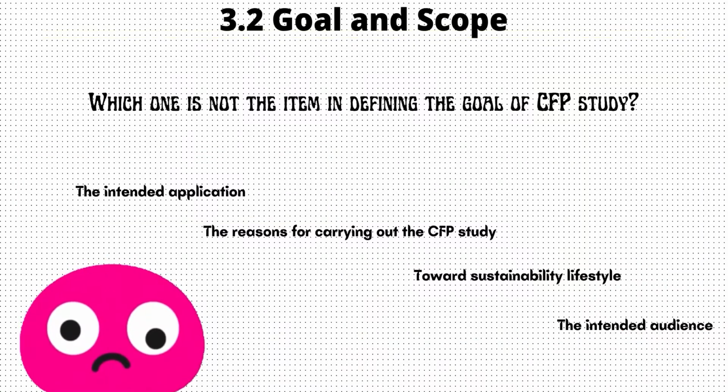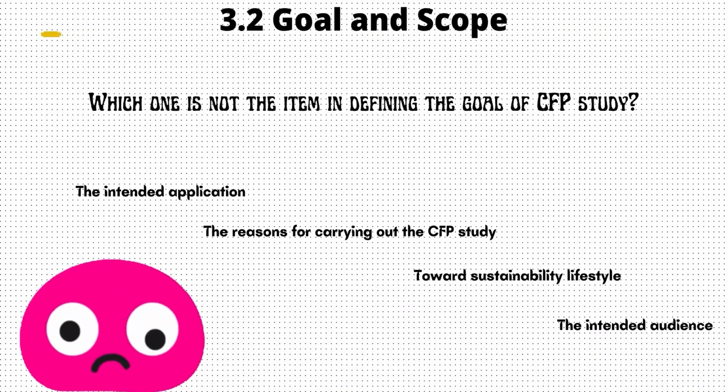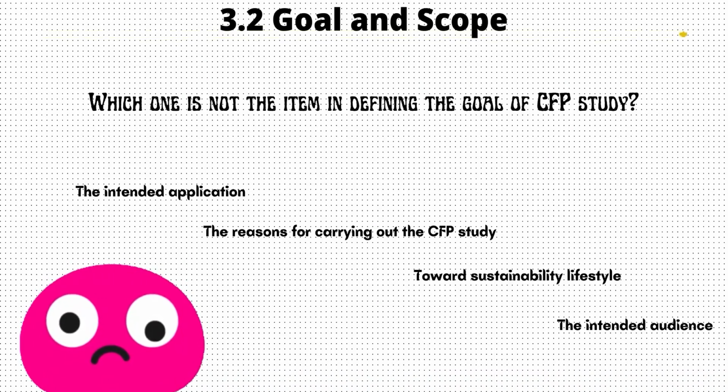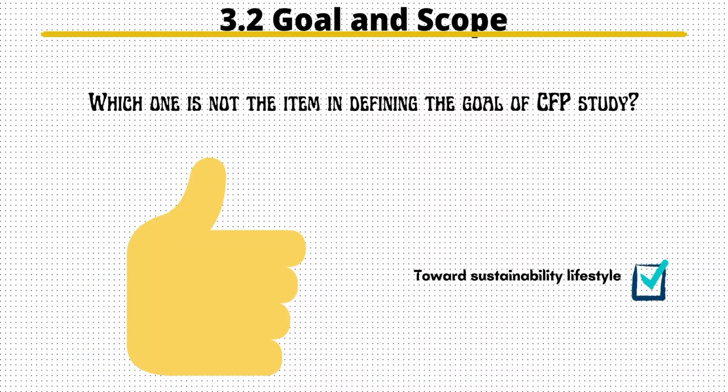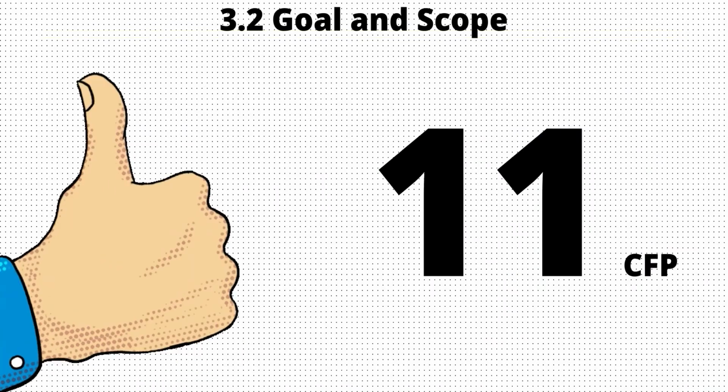Okay, to the next part. Which one is not an item in defining the goal of a CFP study? Yes, towards a sustainable lifestyle is not one of the items. Okay, for the last question for the goal and scope part. How many scopes are there in a CFP study? Thumbs up. You are correct. There are 11 scopes in a CFP study.